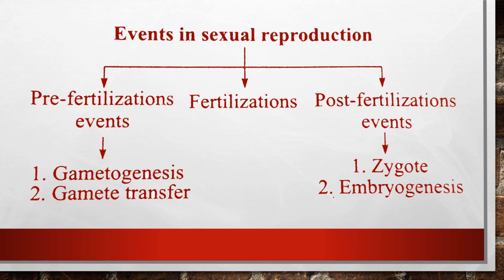Next is post-fertilization events: zygote formation, and second is embryogenesis, formation of embryo from the zygote. So there are three phases of sexual reproduction. So it is all about your chapter, reproduction in organisms.